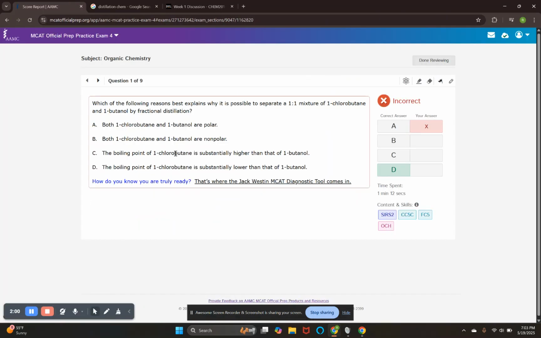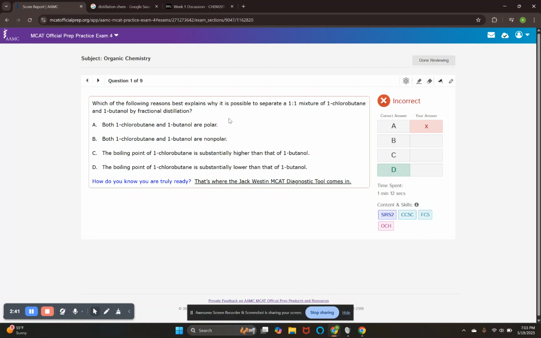So if we go back to our problem for a moment, we can see that we're separating chlorobutane and 1-butanol. Now, the key here is, for example, if you see chloro, we know there's a chlorine involved. And if you see OL, we know that there is an alcohol functional group involved. So how do we tell the difference between which is going to vaporize first and which will vaporize second? Well, the key is that the boiling point of 1-chlorobutane is lower than that of 1-butanol.